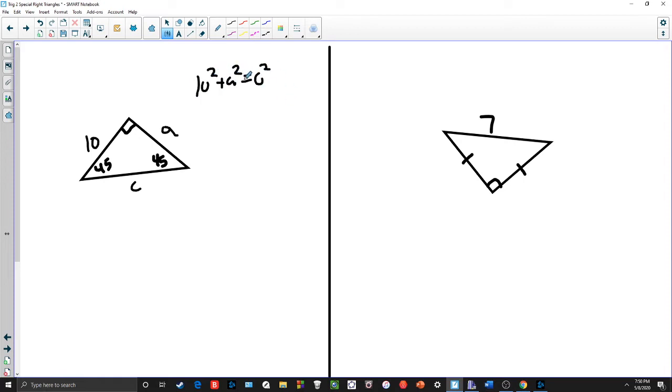And that gets me nowhere. I can't solve this for A or C because I have another variable in there. So I can't use Pythagorean theorem. So then I look and say, okay, it's a special right triangle. So how do I solve a special right triangle?